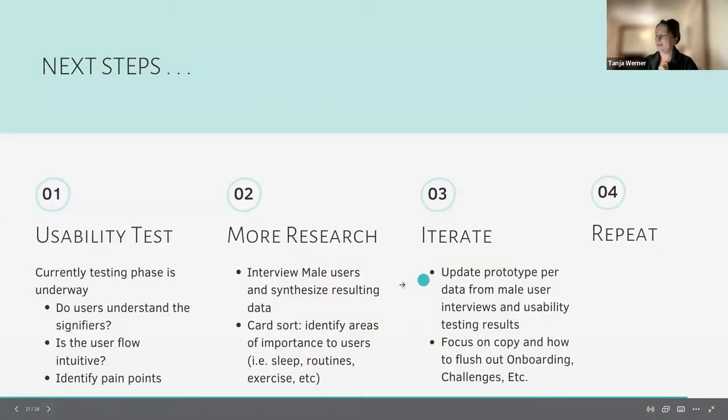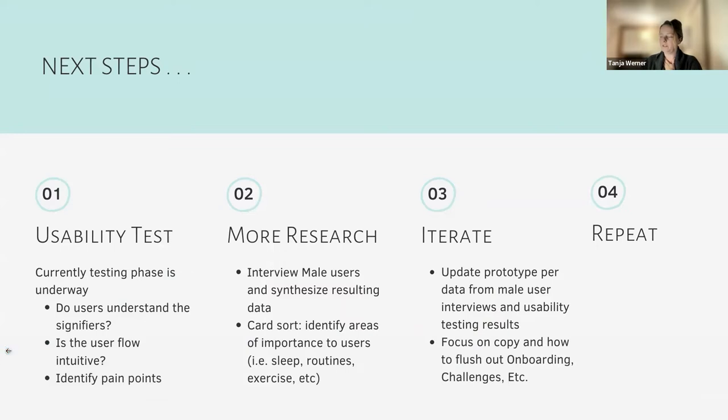But we're going to move on from that and go on to our next steps, which would be thorough usability testing, and then also more research. As we mentioned before, we need to interview actual male users and get their feedback on even our initial process, and then go back, tweak the prototype, use all the usability testing and additional research to get another prototype, and probably repeat the entire process again. So that is all. And thank you for bearing with me on that one.